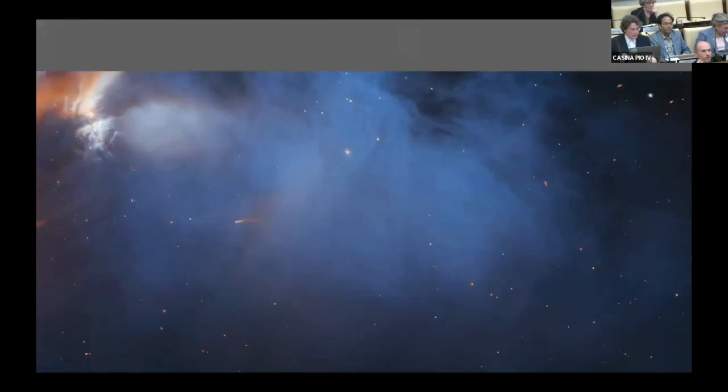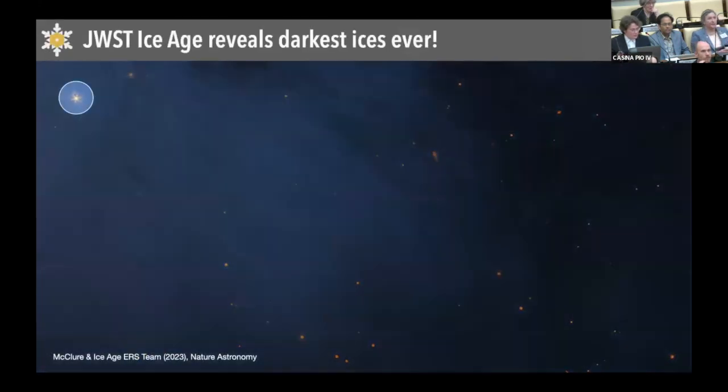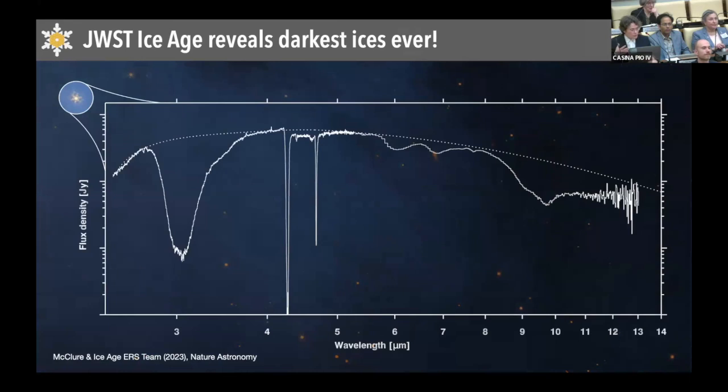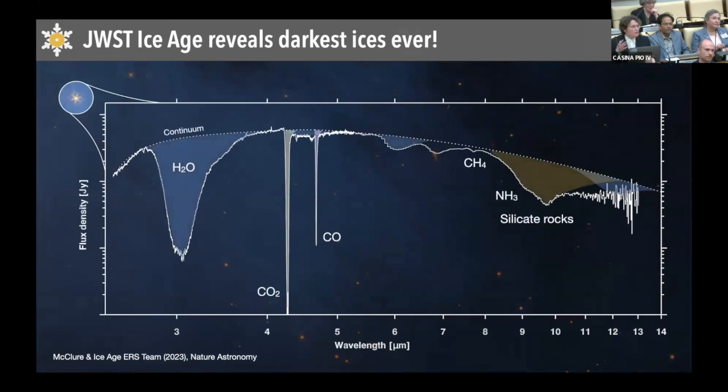Now I'm going to focus on one of the background stars to show you some of the ice results. So the ices show up in absorption features against the continuum of the background star's spectrum. And we see all of the main ice species like water, CO, CO2, methane, and ammonia, as well as silicates. Now, this is great for determining elemental budgets, but of course, the real new science is going to be in the weaker features that we see.